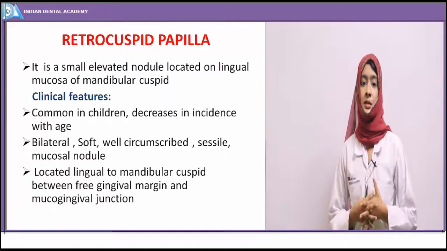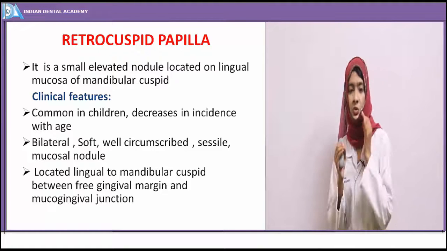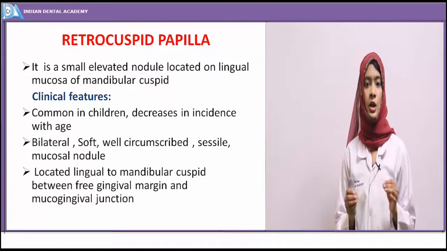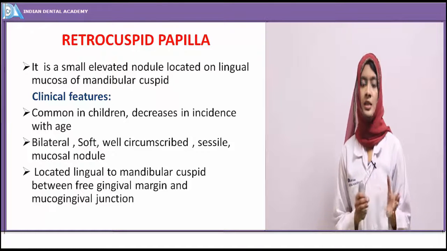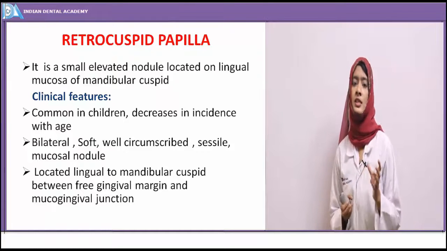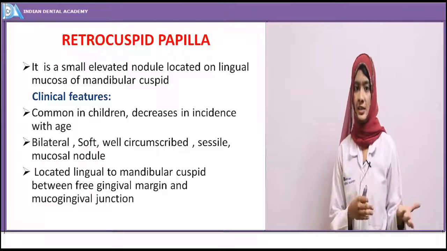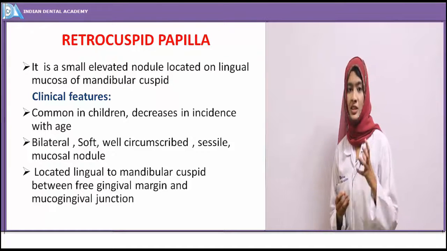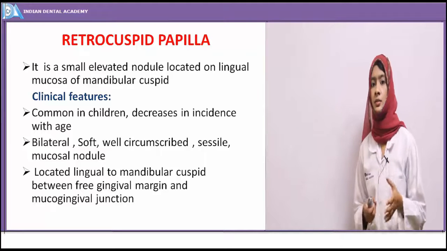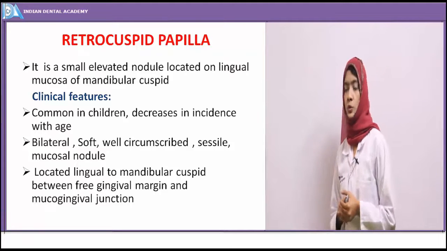Another developmental disturbance is retrocuspid papilla. Actually, retrocuspid papilla is a normal anatomic structure. It is an elevated nodule seen on the lingual mucosa just behind the mandibular cuspids. It is just an elevated nodule seen on the mandibular lingual mucosa.